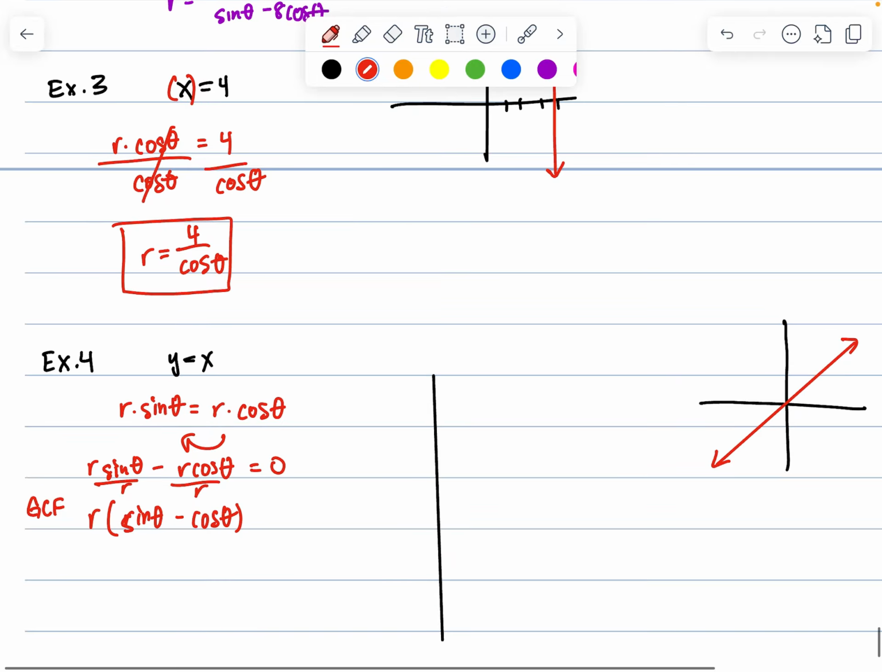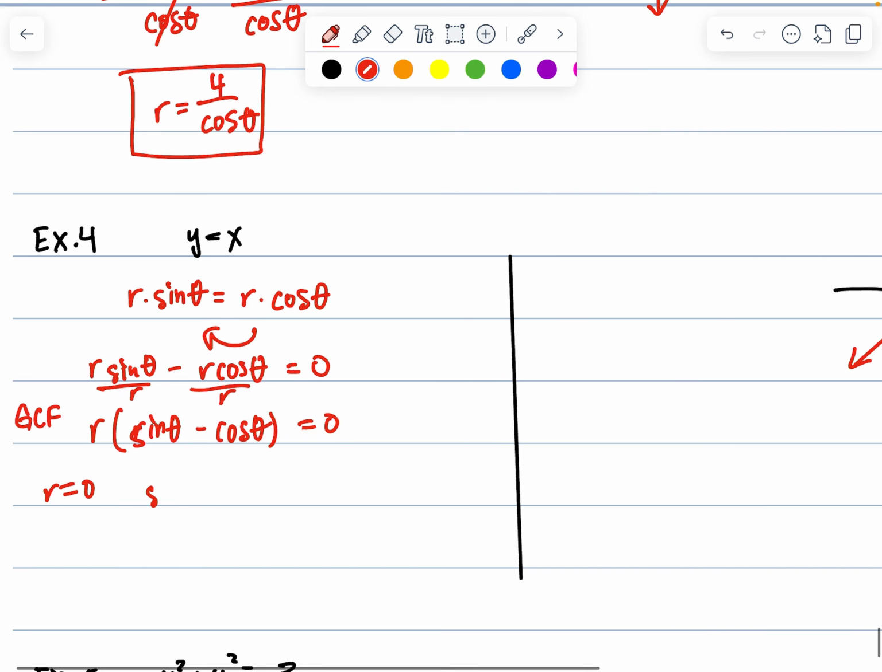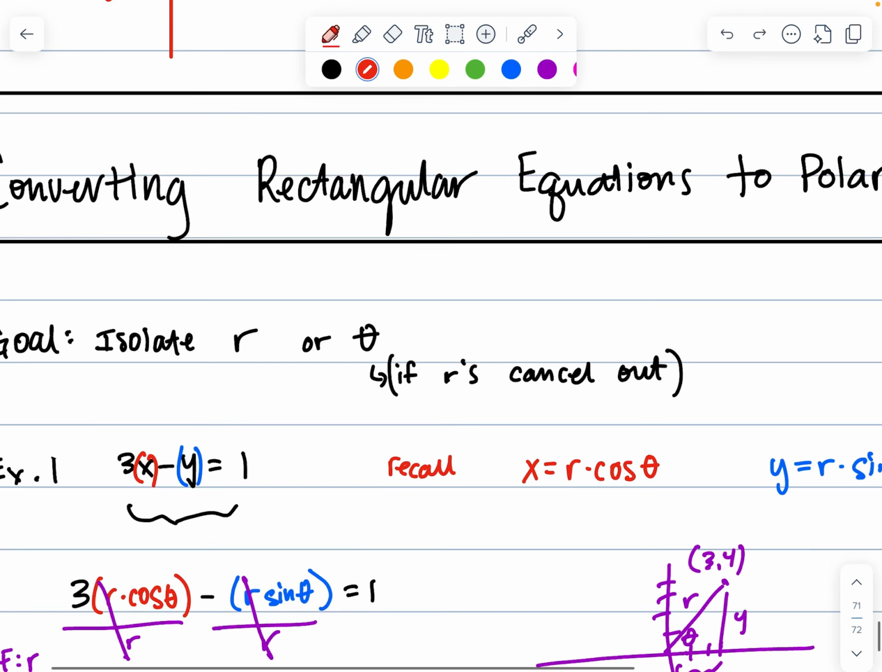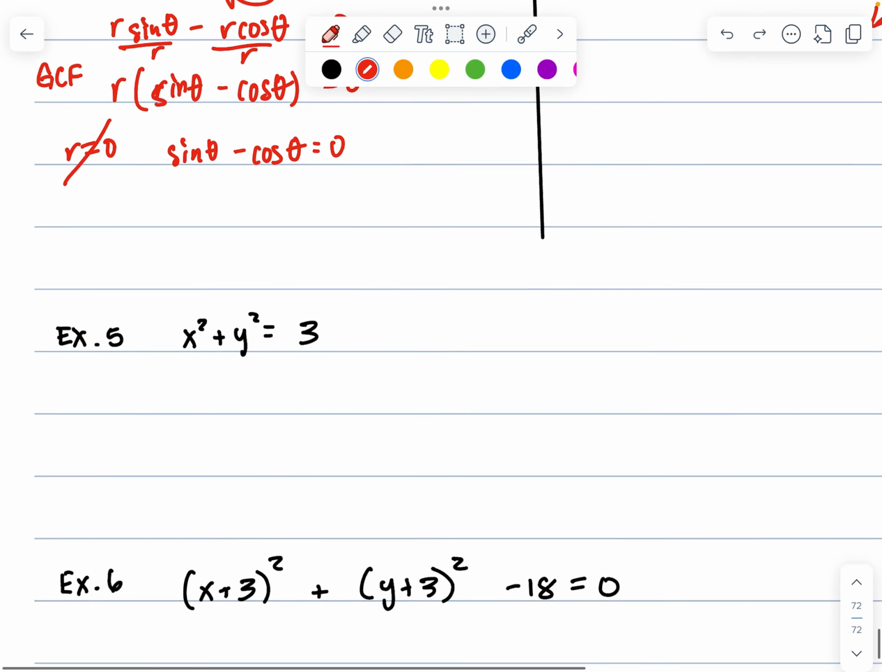Then we set it, this is your factoring, so you can say r is equal to 0, which doesn't really exist on our polar, it's a polar equation. It's just the origin, which has no actual radius. And then we end up getting sine theta minus cosine theta is equal to 0. Well, how do you solve this? Well, this one washes away. We don't have an r in this equation, so in this particular case, we would solve for theta. If r's cancel out, or if we don't have an r, we solve for theta.